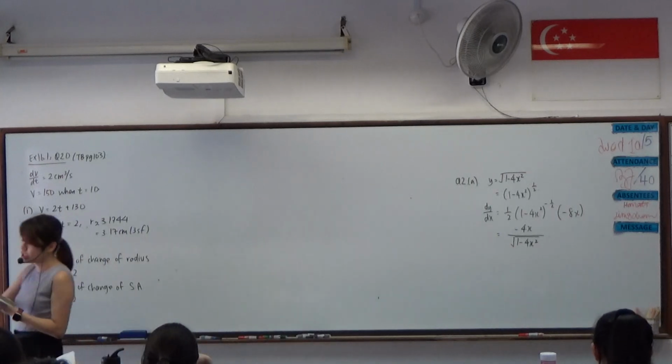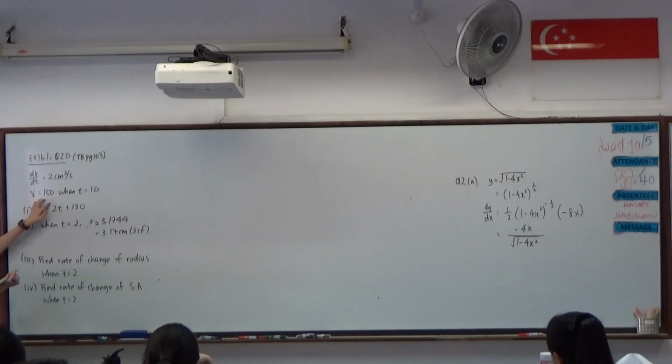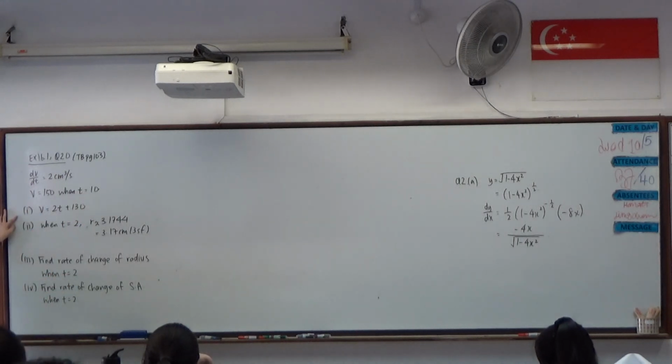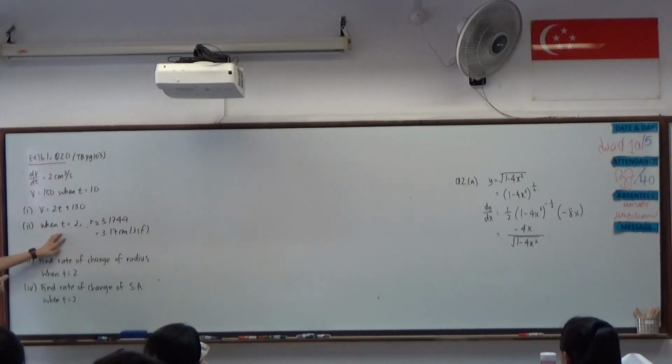Firstly, in the question itself, I'm not writing out the full question. We know that dV over dt is given to be 2 cm cubed per second. The question also mentioned that the volume of the sphere is 150 centimeters cubed after t seconds, when t equals 10. In part 1, we have already formed a volume in terms of t, which is V equals 2t plus 130, by making use of integration, where we integrated our dV over dt. Then in part 2, we have also found out what is the radius when time is equal to 2.